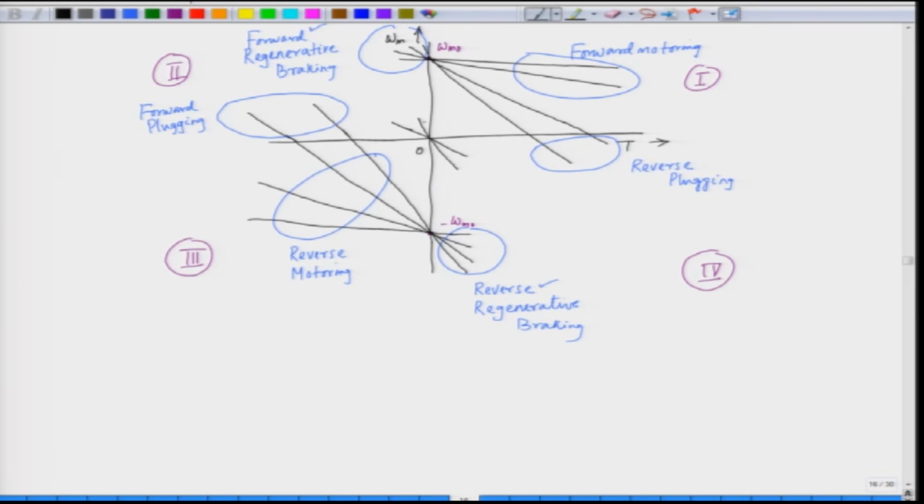The no load speed is 0 here. So, this is the speed torque characteristic, and this is primarily for dynamic braking. We call this forward dynamic braking. And this is called the reverse dynamic braking.